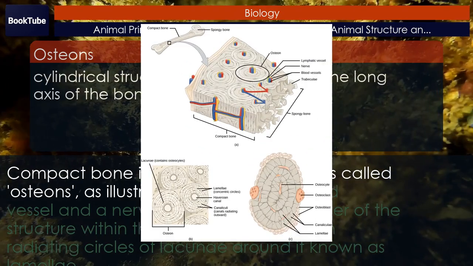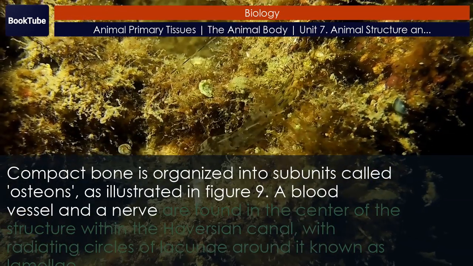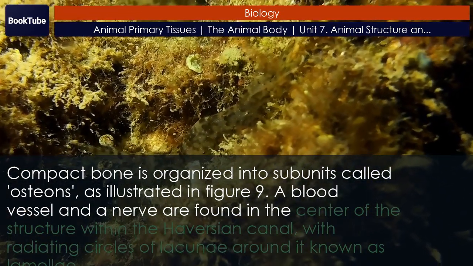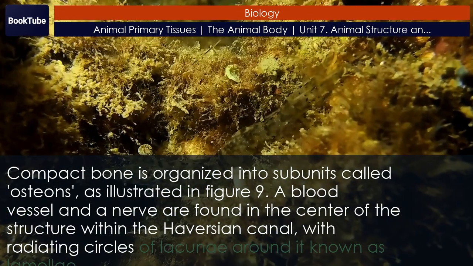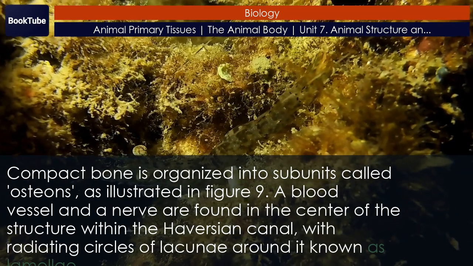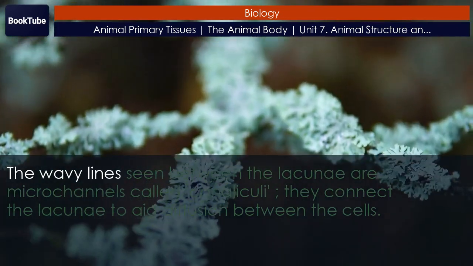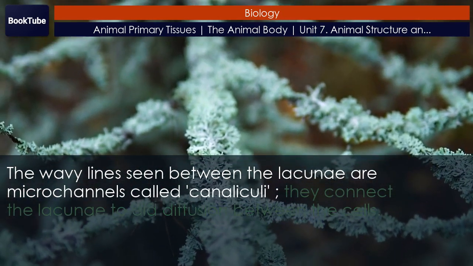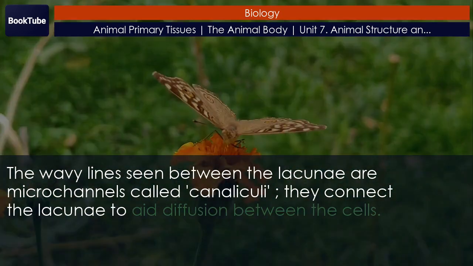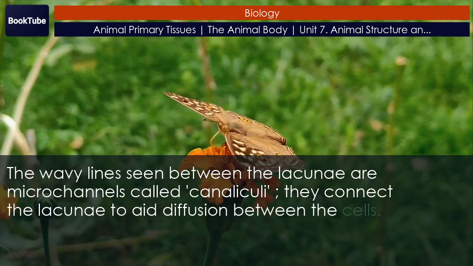As illustrated in Figure 9, a blood vessel and a nerve are found in the center of the structure within the Haversian canal, with radiating circles of lacunae around it known as lamellae. The wavy lines seen between the lacunae are microchannels called canaliculi. They connect the lacunae to aid diffusion between the cells.